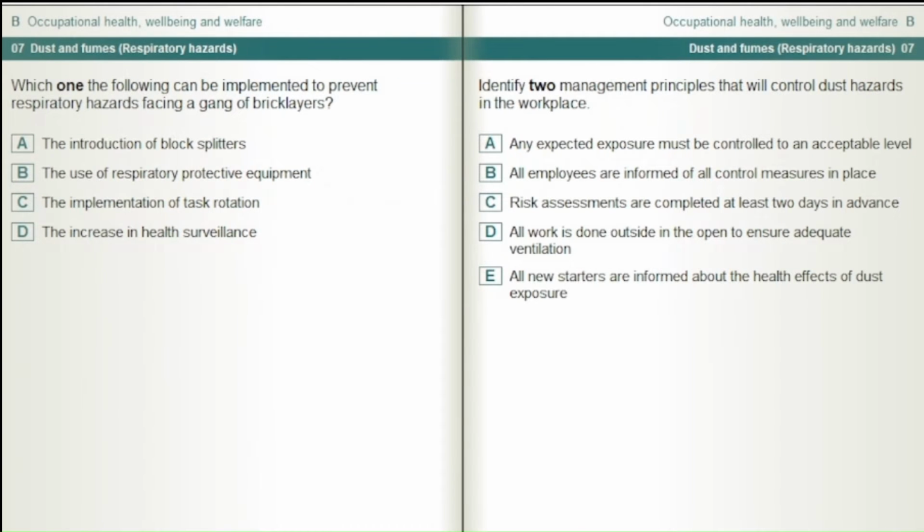Which one of the following can be implemented to prevent respiratory hazards facing a gang of bricklayers? The introduction of block splitters. The use of respiratory protective equipment. The implementation of task rotation. The increase in health surveillance.